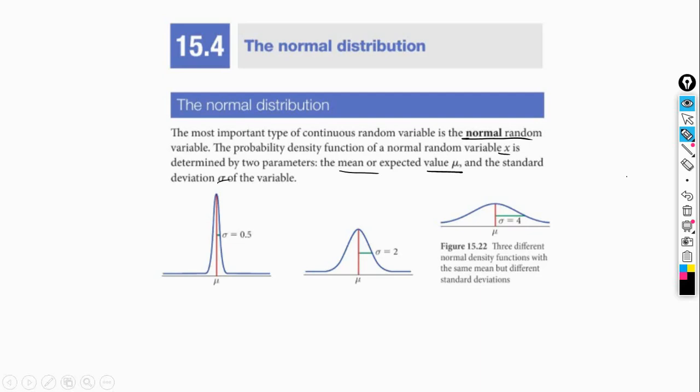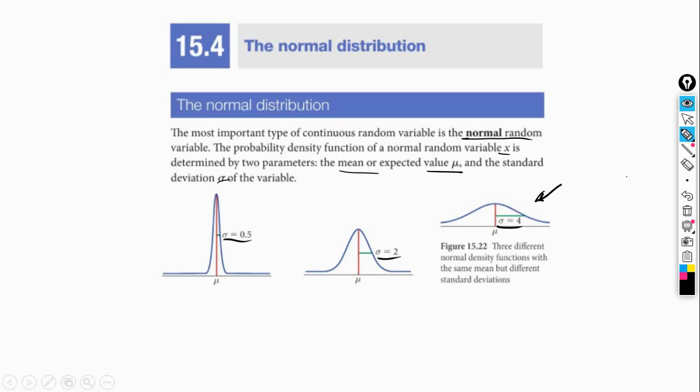Now you can notice here that the normal probability density function is a bell-shaped density curve that is symmetric about the mean. The variability is measured by the standard deviation, as we can see in these three cases. Notice that the larger the value of the standard deviation, the more variability there is in the curve. That is, the higher the probability of finding values of the random variable further away from the mean. You can see this in figure 15.22.